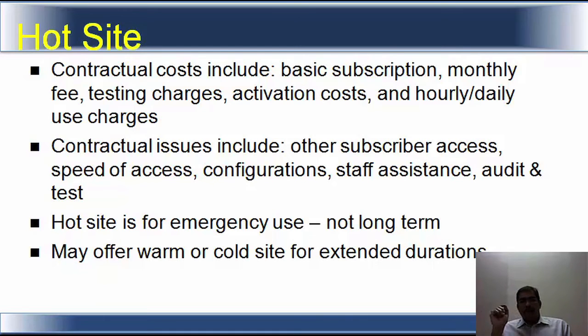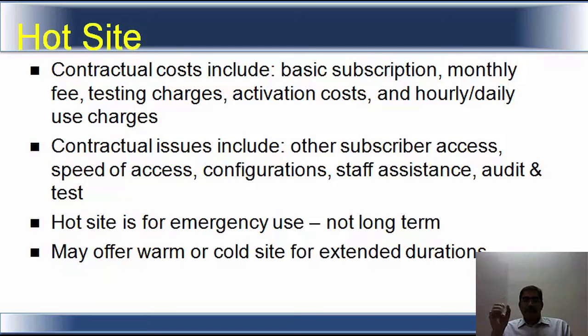Contractual issues will include other subscriber access, meaning in the event of a natural disaster, whether the vendor gives the facility to another subscriber also. Does it affect our operation? Then at what speed of access can he give, how fast can he give the access? The configurations, how fast can it be done? What staff assistance will be available? Whether the organization can audit and test the vendor's facility.